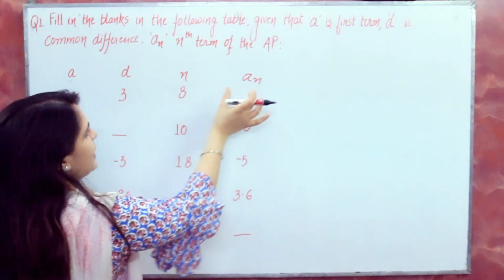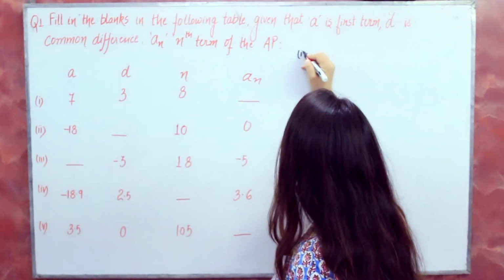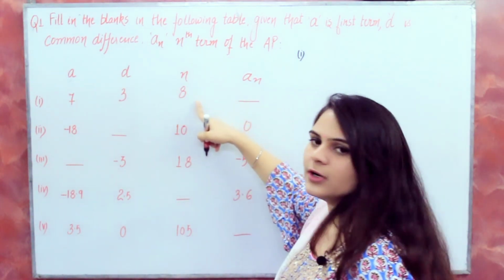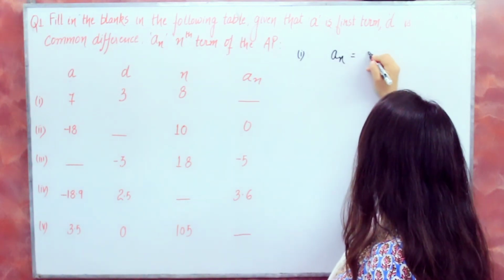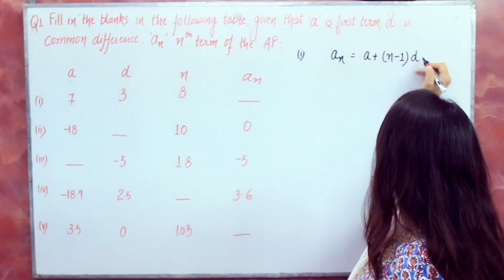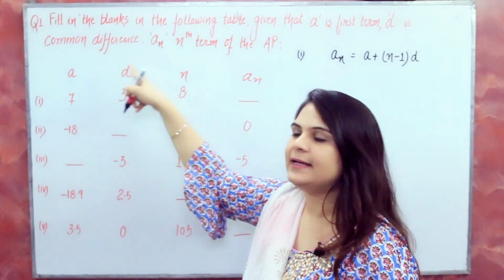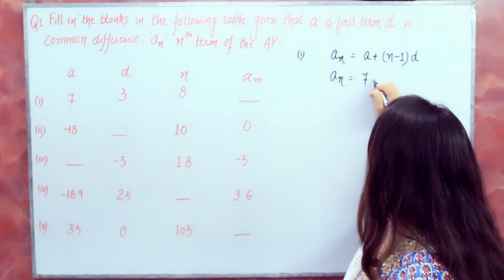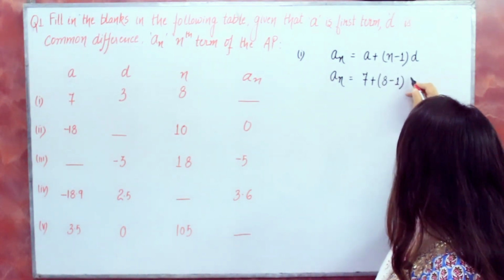We have to find the value of nth term in this part. So first term is given to us, that is 7, common difference is equals to 3 and number of terms is equals to 8. Using formula of AN is equals to A plus N minus 1D, we can find the value of nth term, whereas you have to substitute the value of A, D and N in this formula. Value of A is equals to 7, value of N is equals to 8 minus 1 and the value of D is equals to 3.